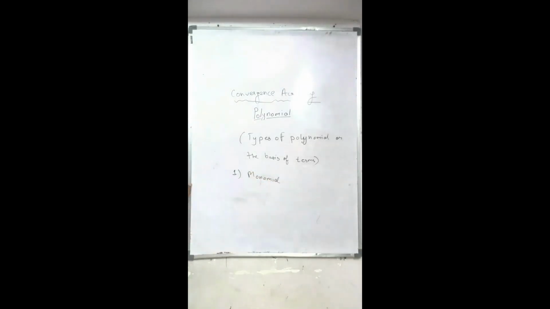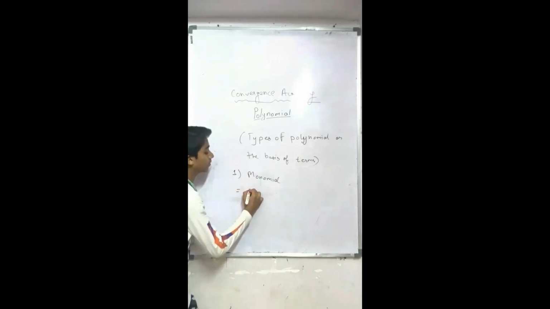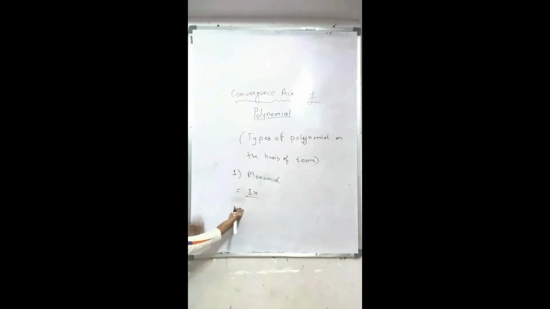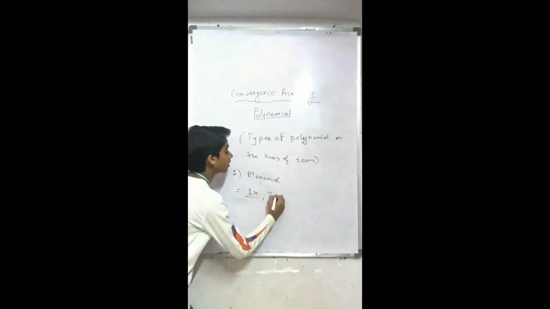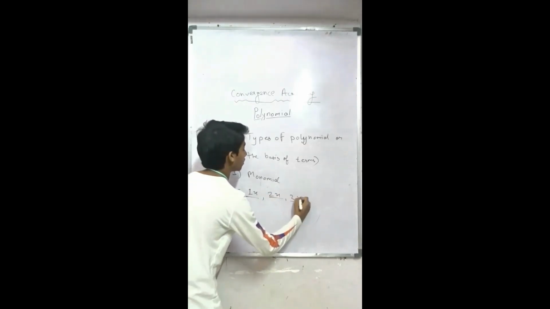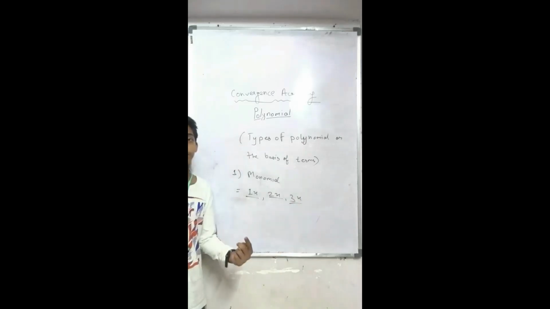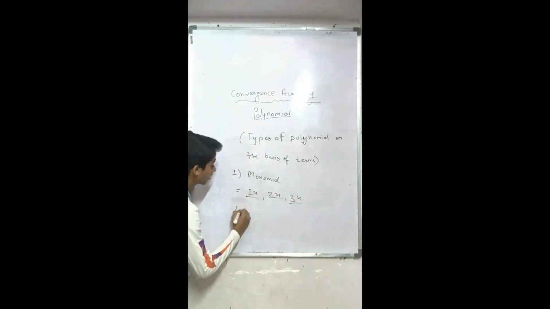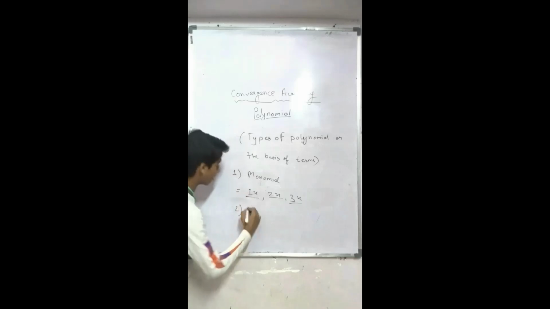Monomial means which has only one term. You see here only one term. This is also only a single term. This is also only a single term. Okay, so next is binomial. Sorry.